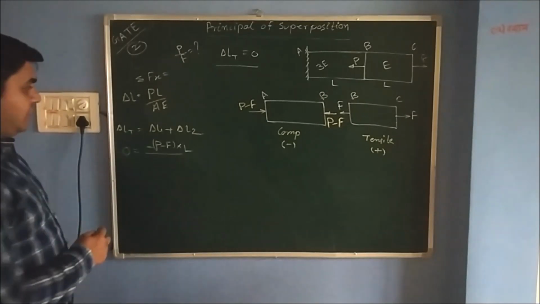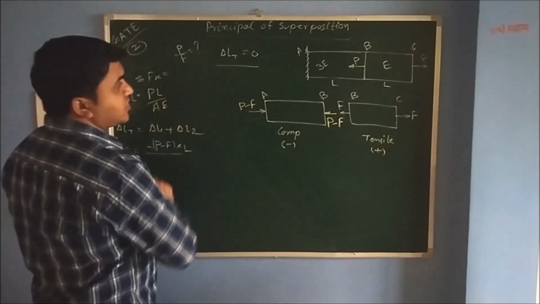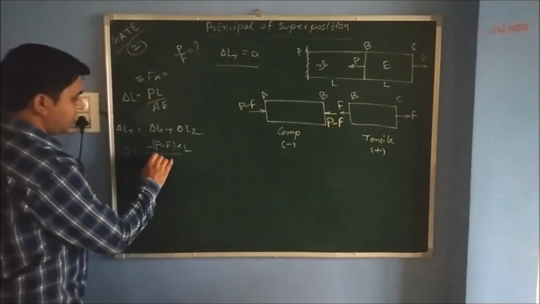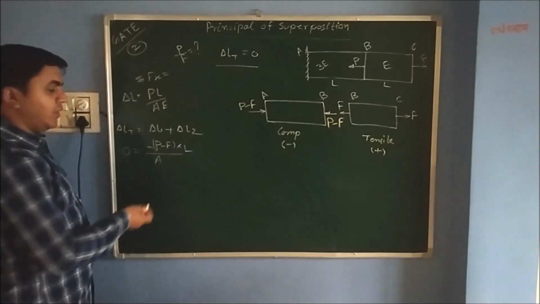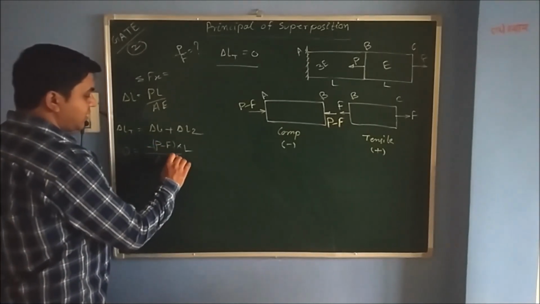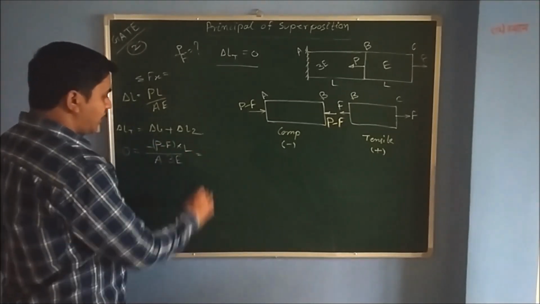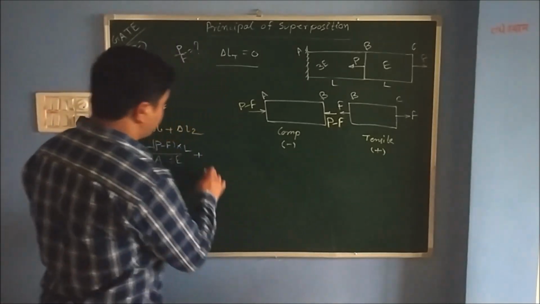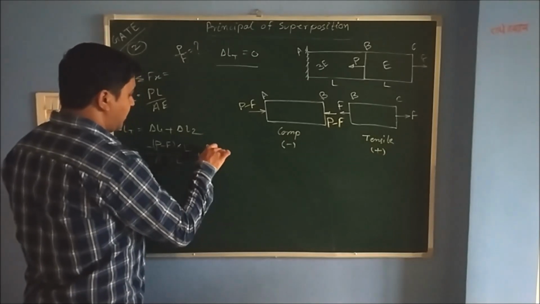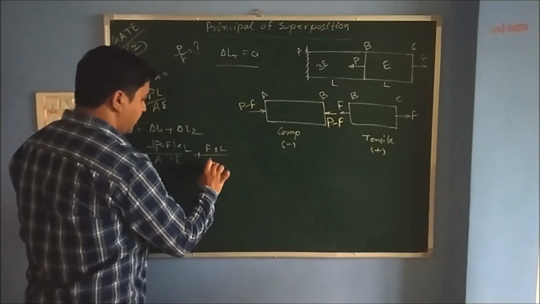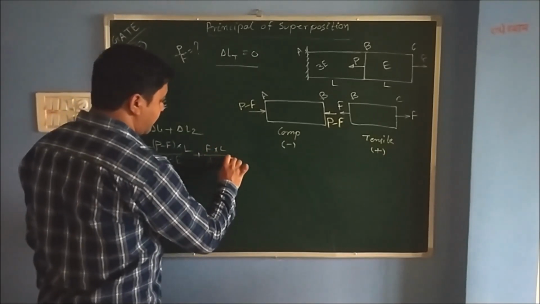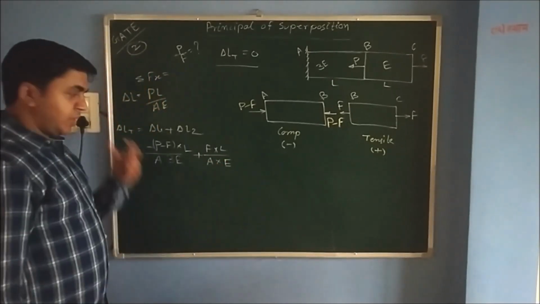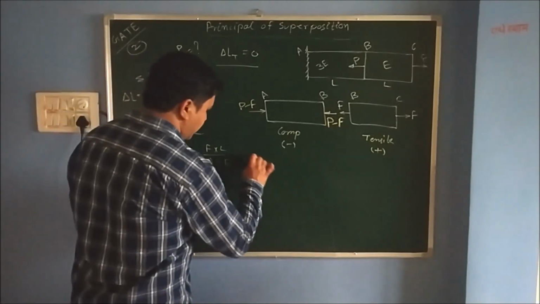A and E. Area for section AB is not given, so we will consider area A only, and Young's modulus is 3 times of E. Plus for second section the load is F, and that is also in tensile direction. So F multiplied by L upon A multiplied by Young's modulus, which is given as E only. Okay, now we'll solve this one.